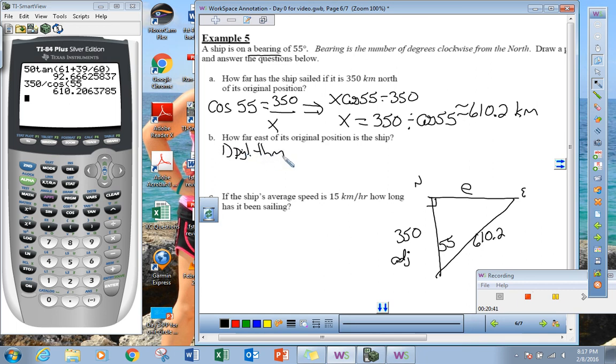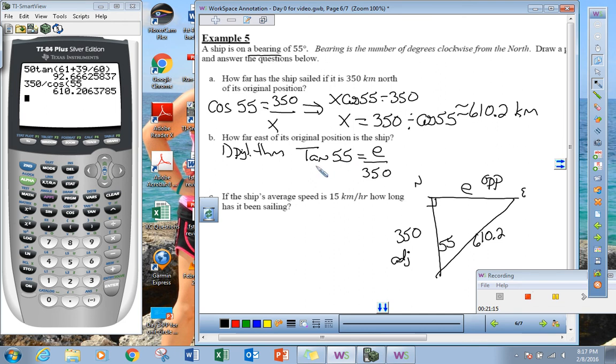to get the answer. Another way, and I'm going to go this route just to be more exact, I'm going to try not to use that number because we rounded it. I might look at my 55-degree angle and say, well, I'm looking for the side opposite of it. I've got the adjacent, so there would be the tangent. So I'm going to say the tangent of 55 equal how far east over 350.